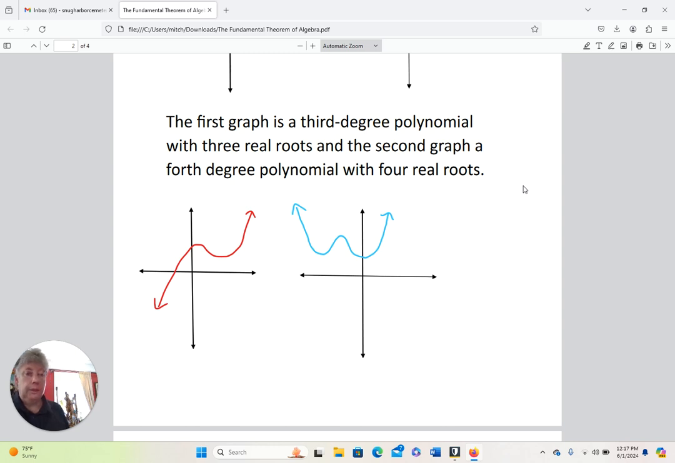Now, the question here is why does the first graph have 1 real root and then 2 complex roots, and why does the second graph have 4 complex roots? The reason is that the complex roots have to come in pairs because they're conjugates.